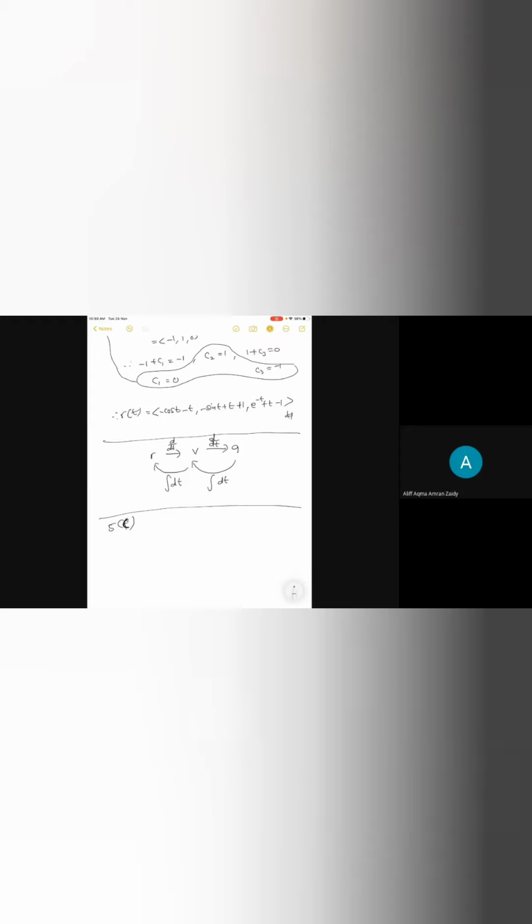Okay, let us proceed with 5C. 5C ni pun ada pembetulan. Okay, so saya tunjuk pembetulan dia kat sini. Given that R equals 3 sin t, 2 cos t, and negative sin 2t, and that is at t equals pi over 2. Find the scalar, tangential, and normal components of acceleration.